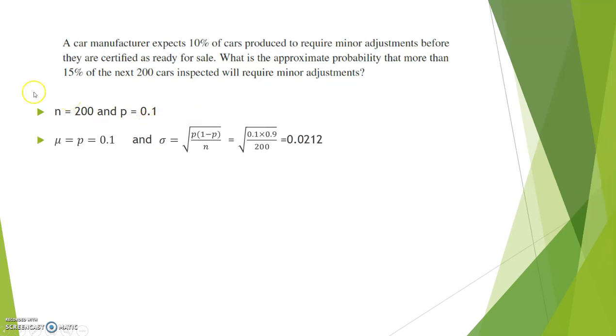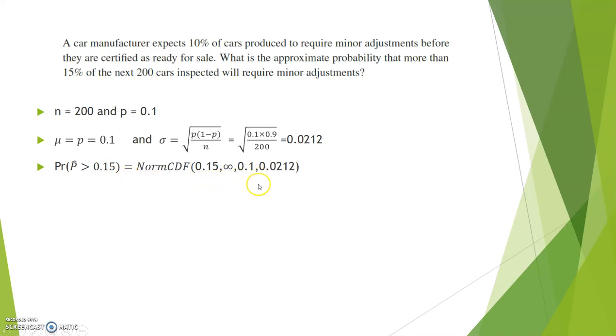This means that the mean I'm going to use is the same as the population proportion, which is 0.1, and the standard deviation is equal to the square root of p times 1 minus p over n, which is equal to 0.1 times 0.9 over 200. I find the square root and I get 0.0212.